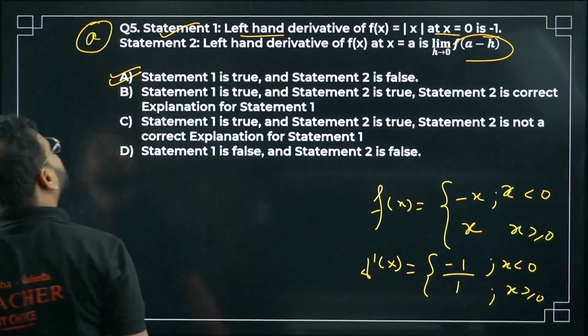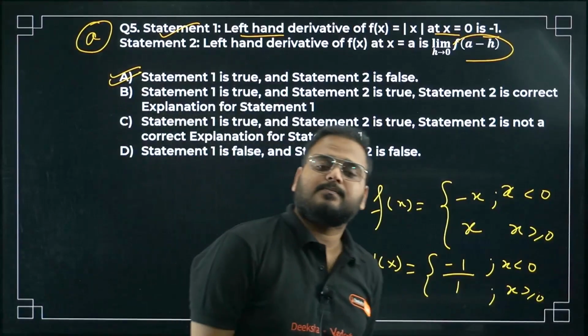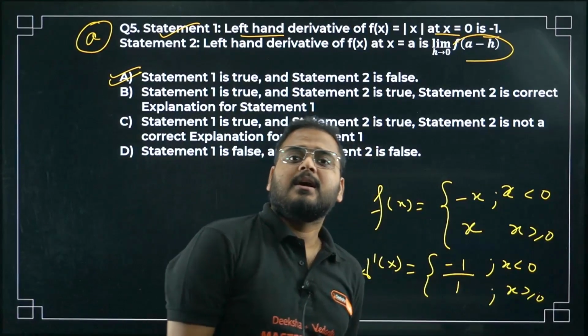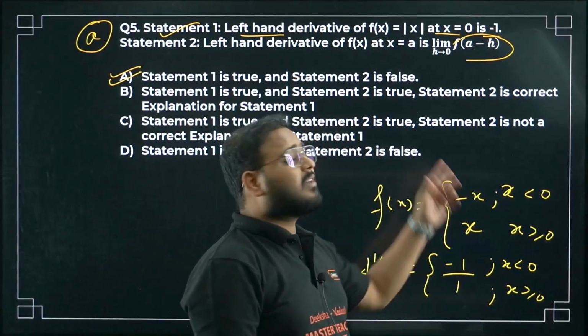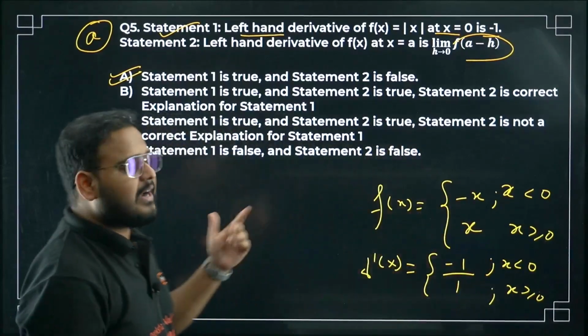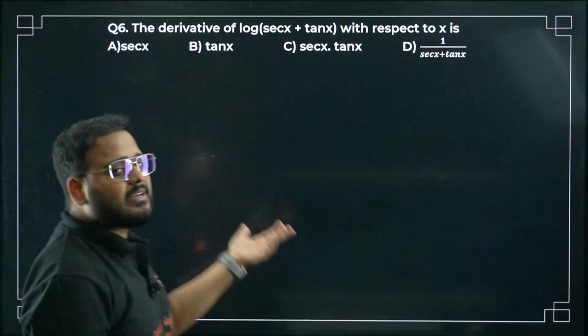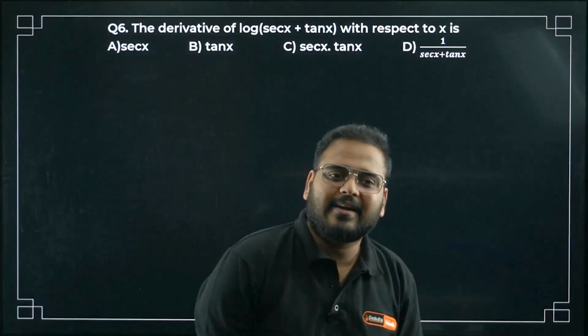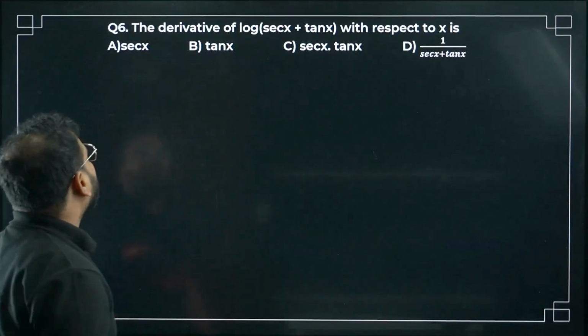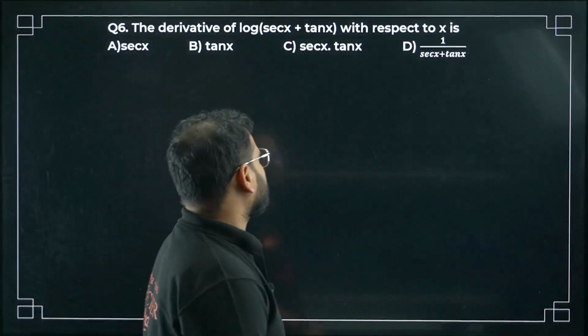Please check. Statement 1 is true, statement 2 is false. Correct? Please go ahead, check it out. The definition of the derivative from the first principle will give you the right answer, okay? Whereas statement number 2 is incorrect because of that. Clear, right? Okay. Question 6 now, the derivative of log of sec x plus tan x.